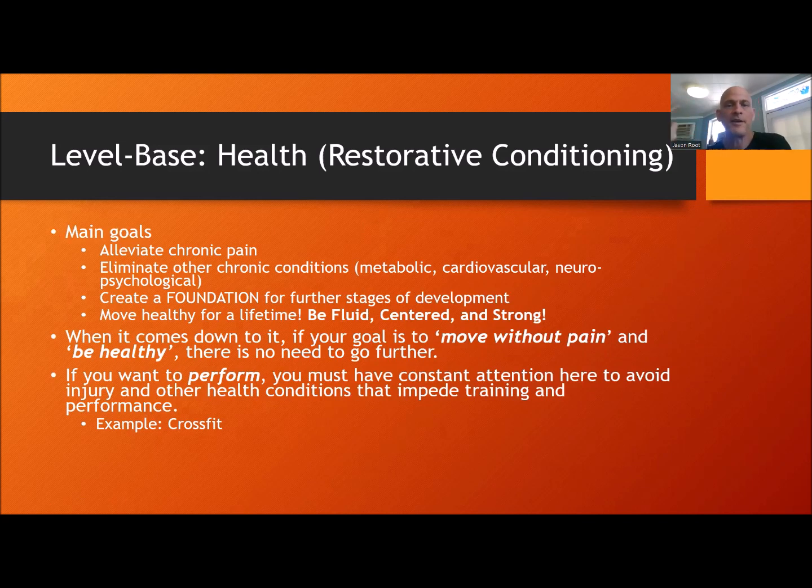When it comes down to it, if your goal is to move without pain and to be healthy, there's no need to go any further than this base level. If that's what you want to do, you don't need to work any harder than in this restorative conditioning level. If you want to perform, of course, like that top level of the pyramid, then you're going to have constant attention on this level as well, in order to avoid injury and other health conditions that impede training and performance.